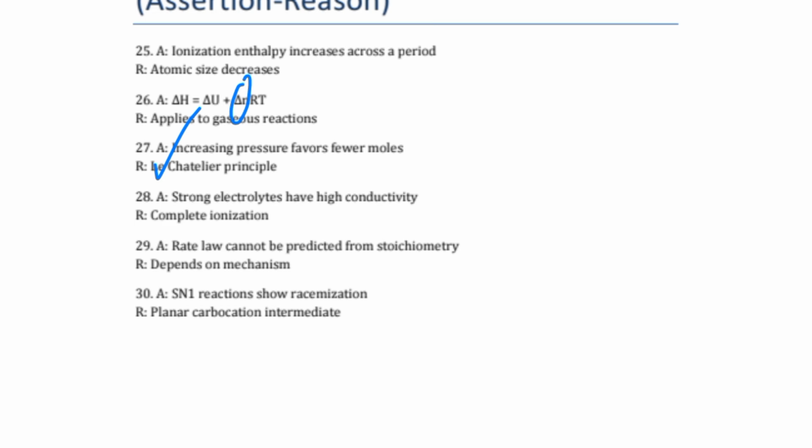A strong electrolyte has a high conductivity. Yes, due to complete ionization. Here also reason and assertion are correct. Rate law cannot be predicted from stoichiometry. Yes, rate law always depends upon the mechanism. Here A and R both are correct.